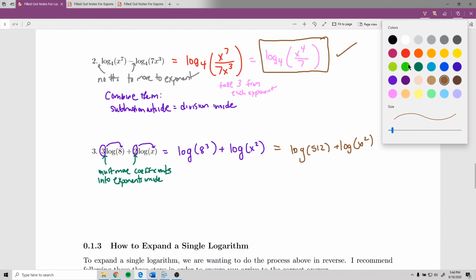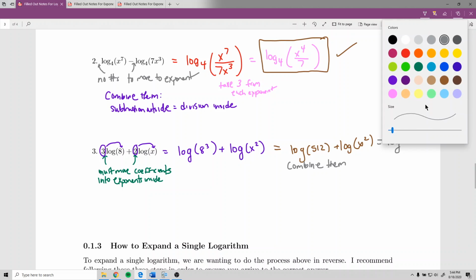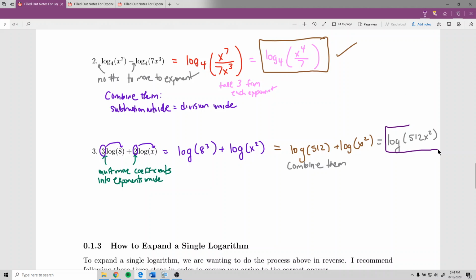Right, but once we're here, we got rid of the coefficients. This is what I was talking about before. If you get rid of the coefficients, then you can just combine them. And here we have addition becomes multiplication. We get log of 512 times x squared. And nice enough, we don't have to simplify. It's already simplified because there's nothing in common from the multiplication. All right, so that is how we make 2 logs into 1. For this class, I don't worry about more than 2, so you don't have to worry about that.